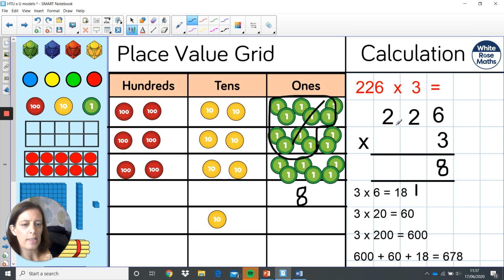3 20s. 3 times 20, which we know is 60. Here they are, look. 3 20s, which is 60, but I've got another 10 here, this exchange that I made. So I've actually got 7 10s there. 3 times 20 is 60, and another 10 is 70. And then the final step, 3 times 200, 3 200s is 600. I can see them all there.